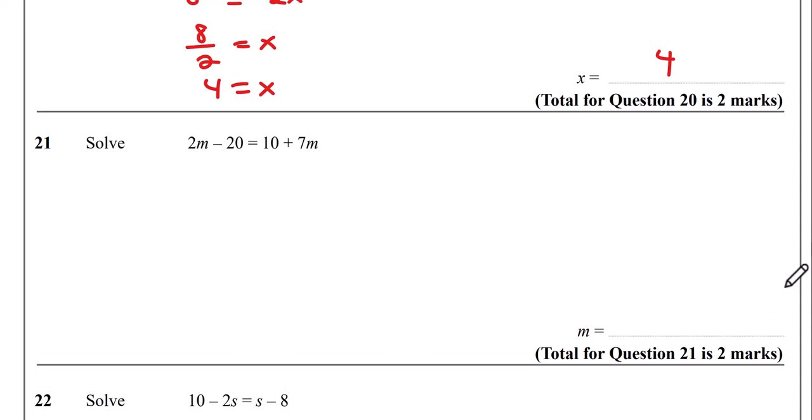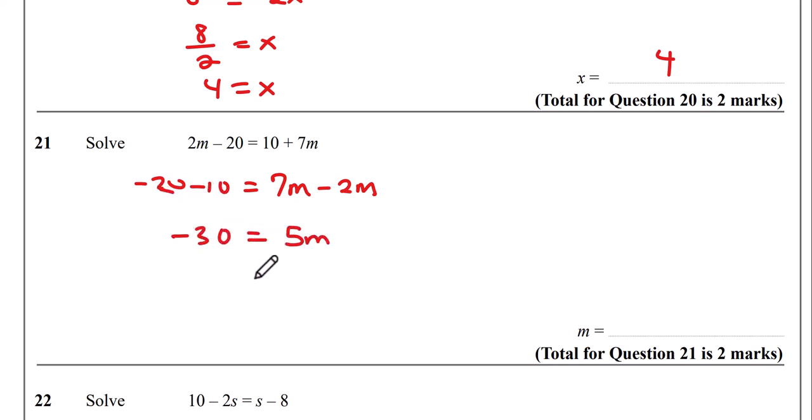Again, you have m on both sides, so because here's a plus, I will subtract 2m on both sides, so that's 7m minus 2m, and on here is already a plus, so if I do the reverse of plus, that's minus 10, so that's like minus 20 minus 10, so that's going to simplify to minus 30 equals 5m, and m will be minus 30 divided by 5. Again, that's minus 6, so m is minus 6.